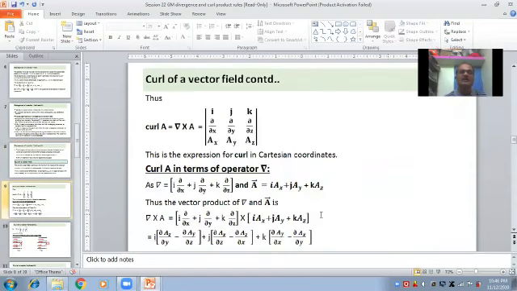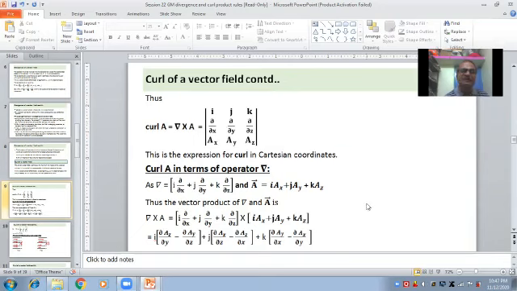So this curl of a vector is generally represented as a determinant in this form. So here the unit vectors are there. Here partial differential operators are there: dou by dou x, dou by dou y, dou by dou z, and here the components of a vector Ax, Ay, Az. So this is the expression for curl.